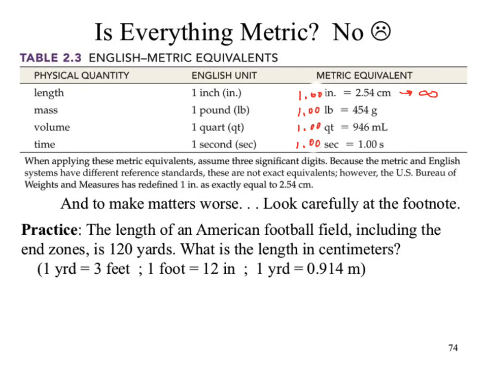I just made reference to the footnote. We'll go through and read the footnote. We assume 3 sig figs, okay, have different references to standards. These are not exact equivalents. However, we decided that this conversion factor was used so frequently that it was stupid to have to constantly pay attention to those sig figs that the imperial system or the American system said, you know what? Screw it. We're going to do it so much, we're just going to define it. 1 inch is exactly equal to 2.54 centimeters.